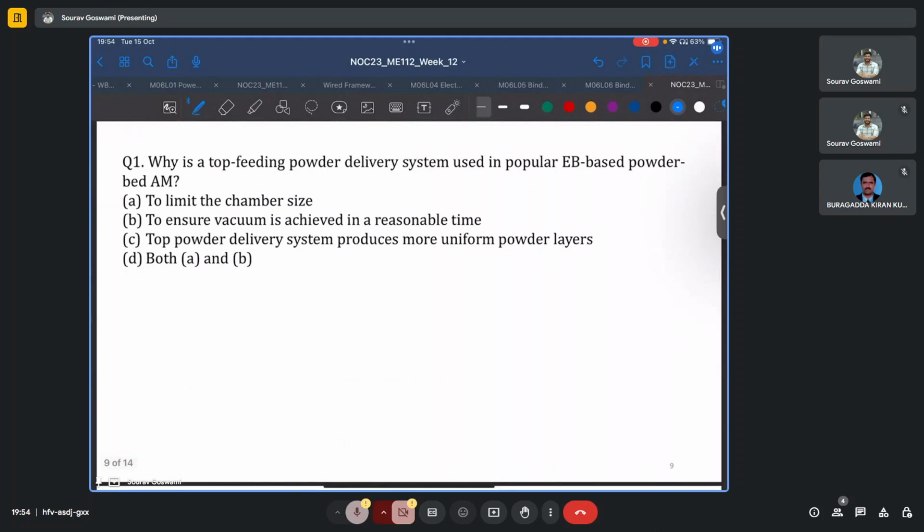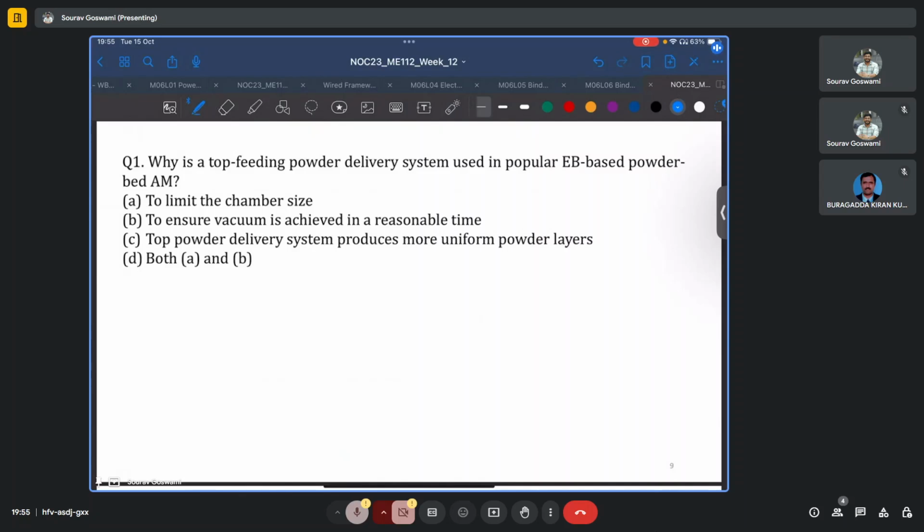Now, let us look at some questions from this week. Question 1 is asking us, why is a top feeding powder delivery system used in popular electron beam based powder bed AM? Let us examine each of the options one by one. Option A, is it to limit the chamber size? Option B, is it to ensure that vacuum is reached in a reasonable amount of time? Option C, is it because top powder delivery system produces more uniform powder layers? Or option D, is it both A and B?